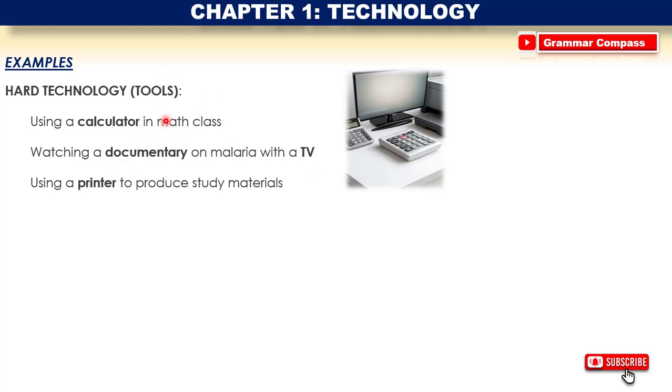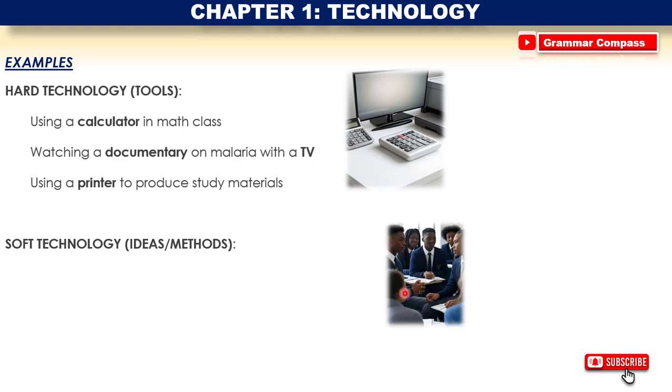This is what most people think that technology is all about, the tools and the gadgets. However, if we say technology, it goes beyond that. Technology can also be soft. We will call it soft technology. This refers to the ideas and scientific methods that make our life easier and convenient. For example, these students are having a group discussion to solve a problem. Therefore, group discussion can be called soft technology because group discussion is not a tangible thing like a calculator or a printer, but it is a method that is used to solve a problem.